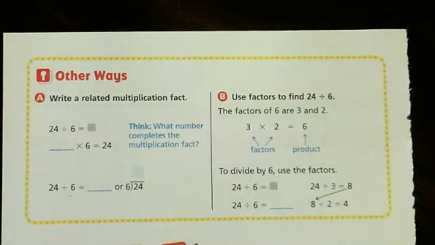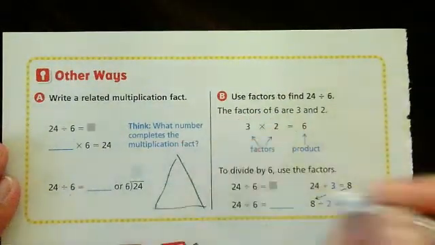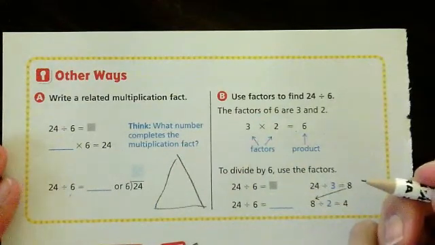All right, let's look at two more ways that we can divide by 6. Two more strategies we could use. The first one is A. It says write a related multiplication fact. This is my favorite way. It's our triangle with our fact families.